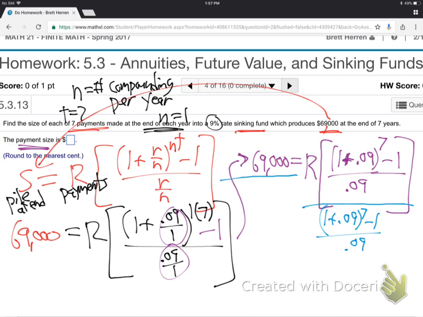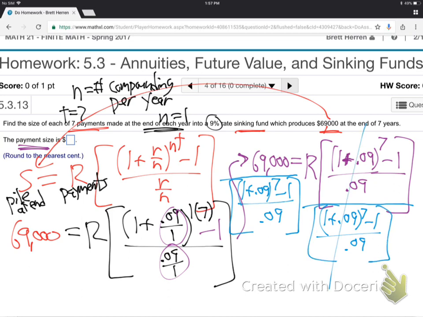What do you do to one side? You have no choice but to do to the other. 1 plus 0.09 to the 7th minus 1 over 0.09. I'll put brackets like that. You've got to divide by that whole thing. Cancels, and that'll put R alone, won't it? How about that? That'll put R alone for us. So can you do that on your calculator? Let me help you. Do that on your calculator.